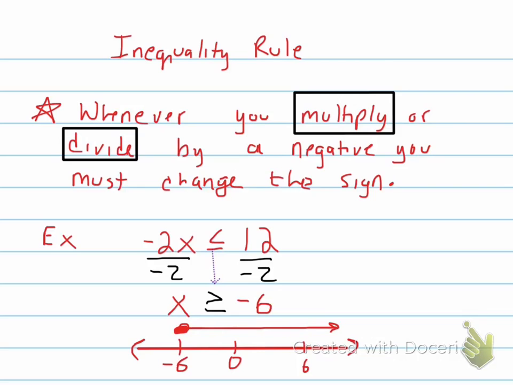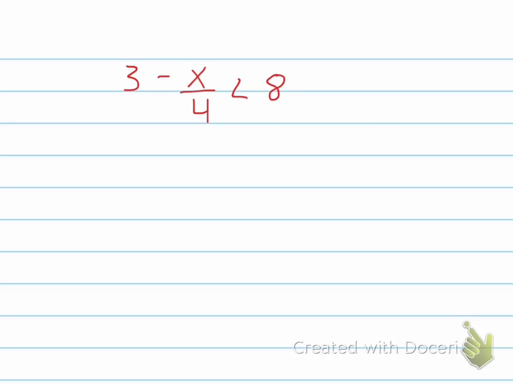Okay? So let's look at a few examples. Alright, so something like this: 3 minus x over 4 is less than 8. Well, what's my first step? My first step is I want to get rid of this guy first. So we subtract 3 from both sides. Now this goes away, right? I don't know if you guys like the line or not, but that's gone.